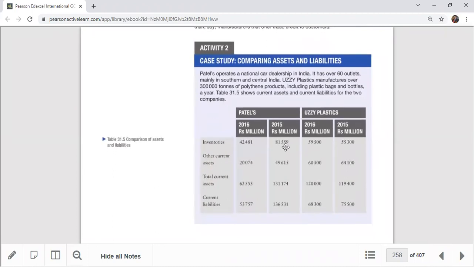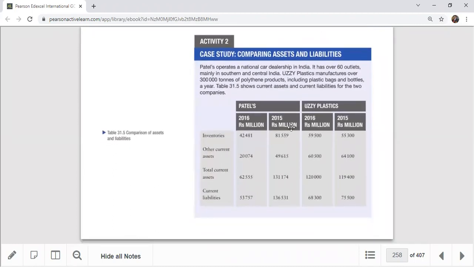Patel operates a national car dealership in India. A car dealership normally has a lot of inventory in the form of vehicles, and it has over 60 outlets, mainly in southern and central India. USI Plastic manufactures over 300,000 tons of polythene products a year, including plastic bags and bottles. So it's another organization: Patel is a car dealership, and USI Plastic is a polythene manufacturer. The case study shows their current assets and current liabilities for the two companies.